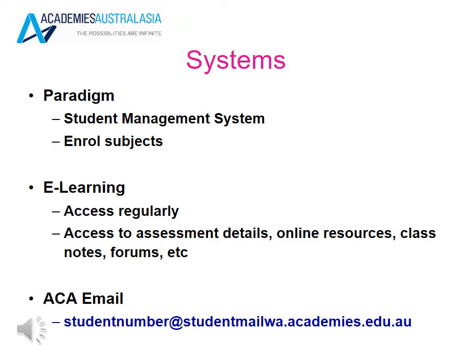The systems you will use while you are studying are Paradigm, which is the student management system, and this is where you'll enroll subjects, and the e-learning system, and this will give you all your information about assessment details, online resources, class notes and forums, and you will access this e-learning system very regularly. Your Academies Australasia email address is your student number at studentmail.wa.academies.edu.au.